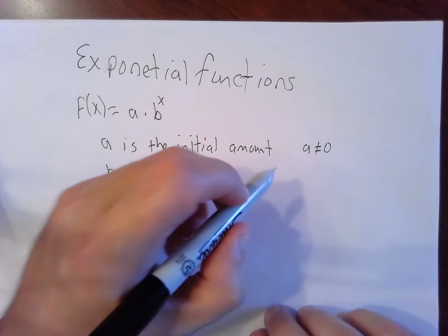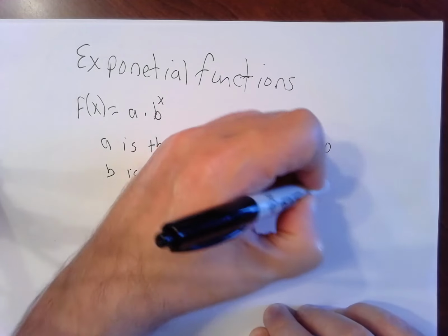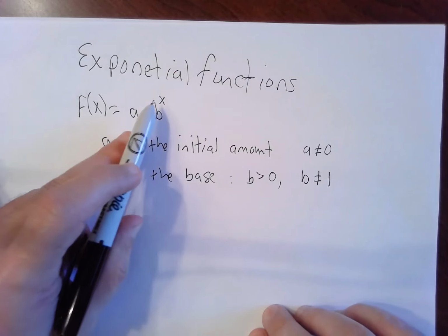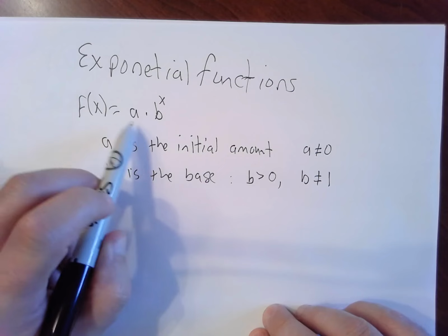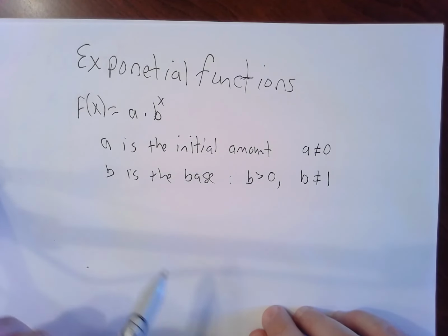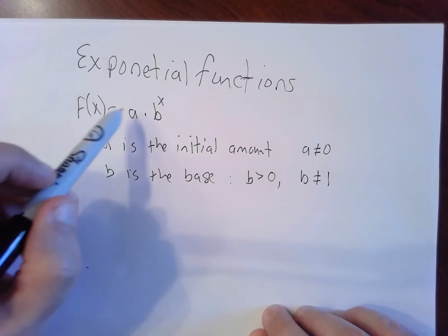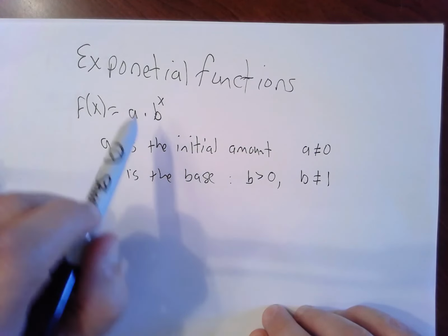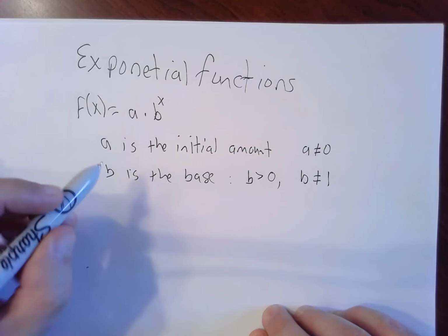B is not allowed to be negative. We can't have a negative base. B has to be positive, but it's not allowed to be 1. Because if b equals 1, 1 to any power is always 1, so we would just get y equals a, another line, which is not an exponential function. Okay, so here are our restrictions. We're allowed to have positive or negative a's here, just can't be 0. B here, the base, can be any number that's positive, not equal to 1.